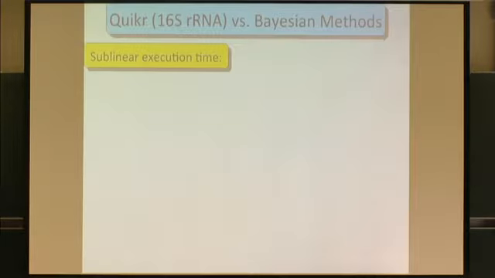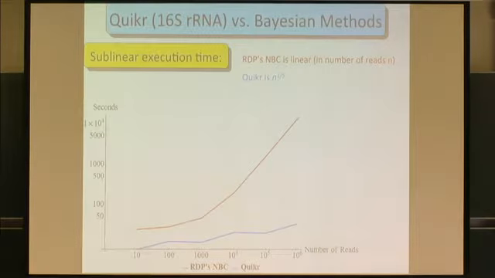So let's see here. As I said, it's extremely quick. So I'm going to compare it to RDP's NBC. It's just the easiest thing to do. While RDP's NBC is linear in the number of reads in complexity, turns out Quikr is really rather fast. If you take a log-log plot of the number of reads in your sample versus the number of seconds, turns out that we can classify a million read sample in well under a minute. It also has a really small memory footprint, so you can actually do it on a laptop if you want to, depending on how you train it.